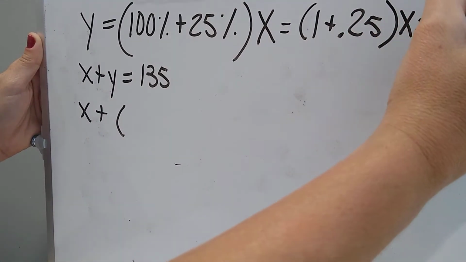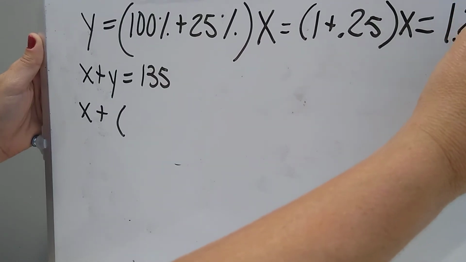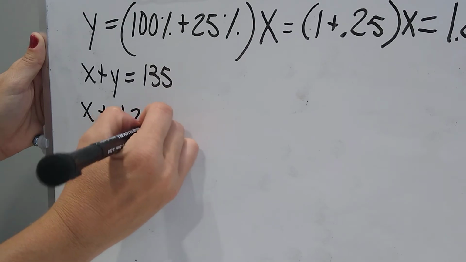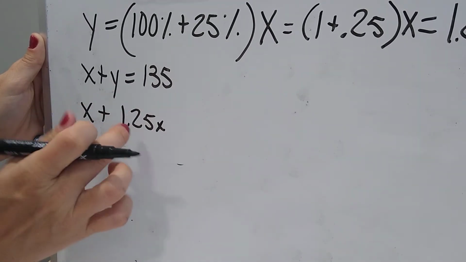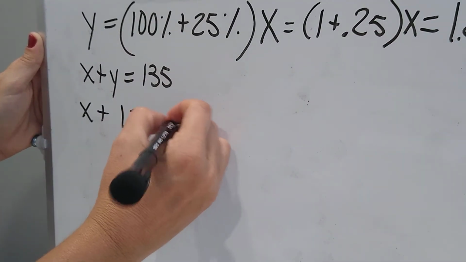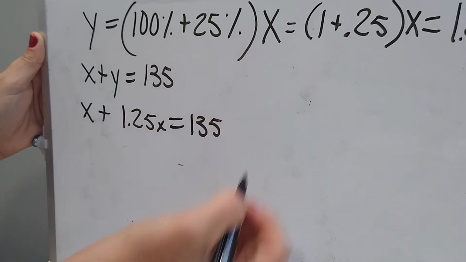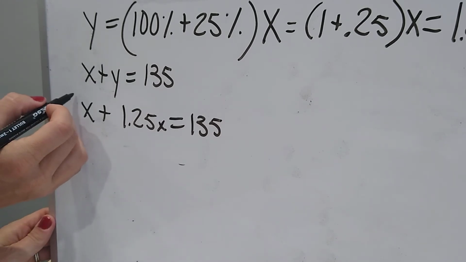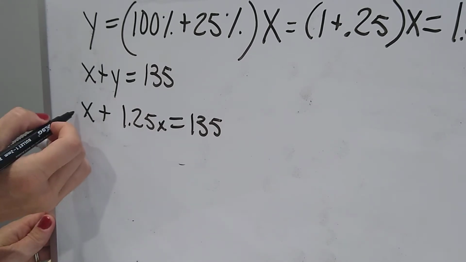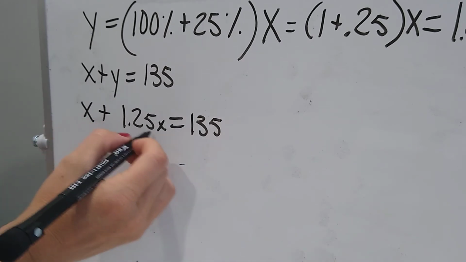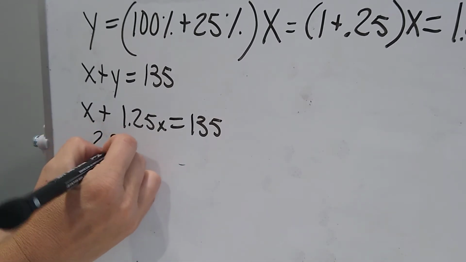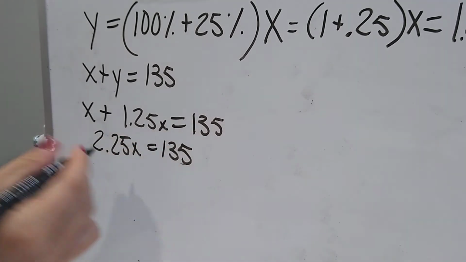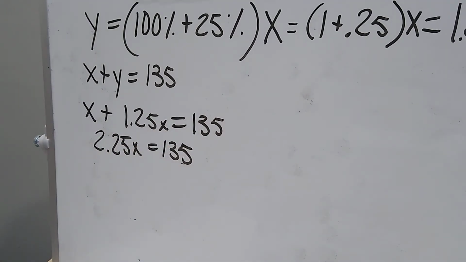X, which equals 1.25x. So I can just put right here 1.25x, because we're substituting the y for what it equals. 135. Now let's simplify. We've got two like terms here. So remember, there's an understood coefficient of 1 here. So we've got 1 plus 1.25 is 2.25x equals 135.